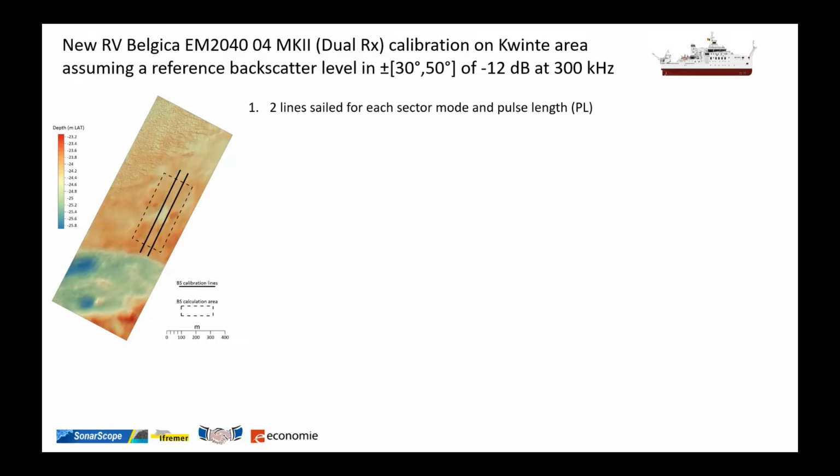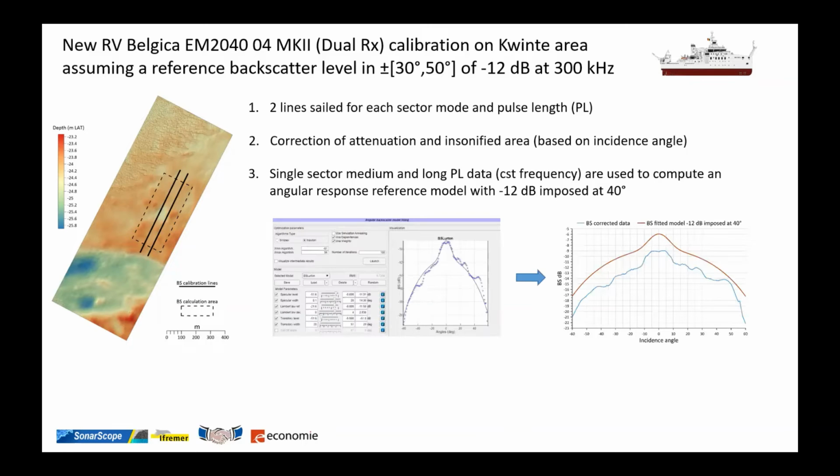So, you say 2 lines on your reference area. At different sector modes, plus X, and all the modes you have, you say 2 lines for each setting. You correct for the attenuation and the insonified area based on the real incident angle measurements. And after that, we use Sonarscope and the IFREMER model to modelize our data.